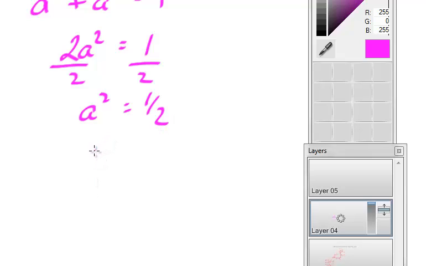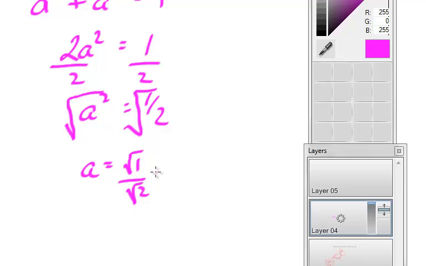What now? Square root. This one's going to be a little bit more messy. This is A. And this is the square root of 1 over the square root of 2. And then we try to simplify that. Okay, now I ask you, what is the square root of 1? 1, because 1 times 1 is 1. The square root of 2 is just the square root of 2, and we can't leave radicals on the bottom.